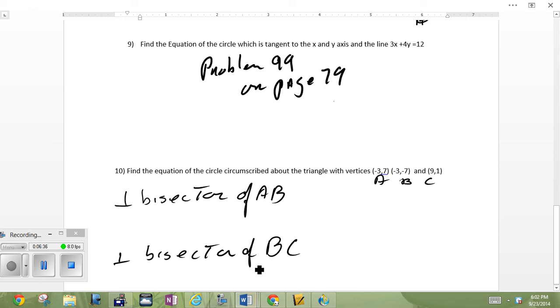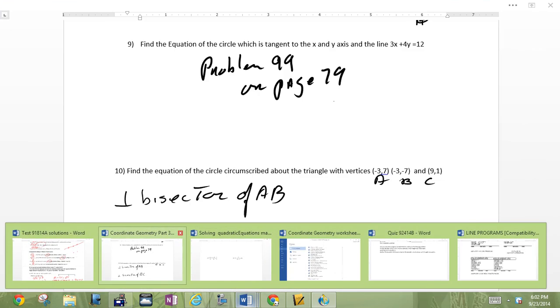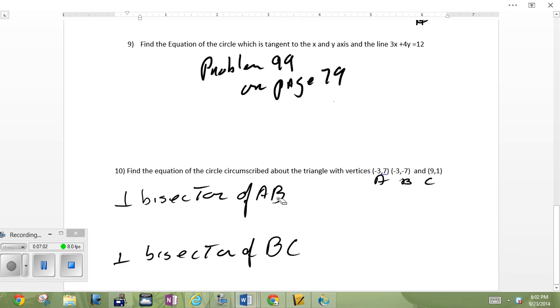Let me just make sure I've tagged these correctly over on my sketchpad document. A, B, C. Okay, I said AB and BC. Actually, the easiest way would be AC and BC, just for a little variety. So that's AC. I'm going to compute AC and BC. Okay, so the perpendicular bisector between A and C. Let's go there.